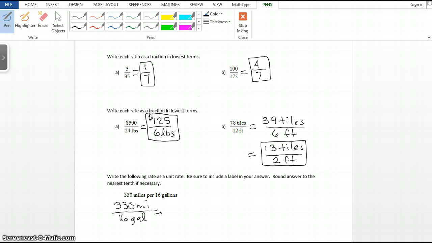Alright, we want to end up with miles per gallon, to see how many miles per gallon that is. If we actually divide that out, that's what you do next. Take 330 and divide by 16. You're going to get 20.6. Now the label on here is miles per gallon. You can leave it as mpg like that if you want to, or you could say miles per gallon, or totally write out all the words. But that's a unit rate. See, our denominator is just 1. And when you divide out, we round it to the nearest tenth, 20.6.